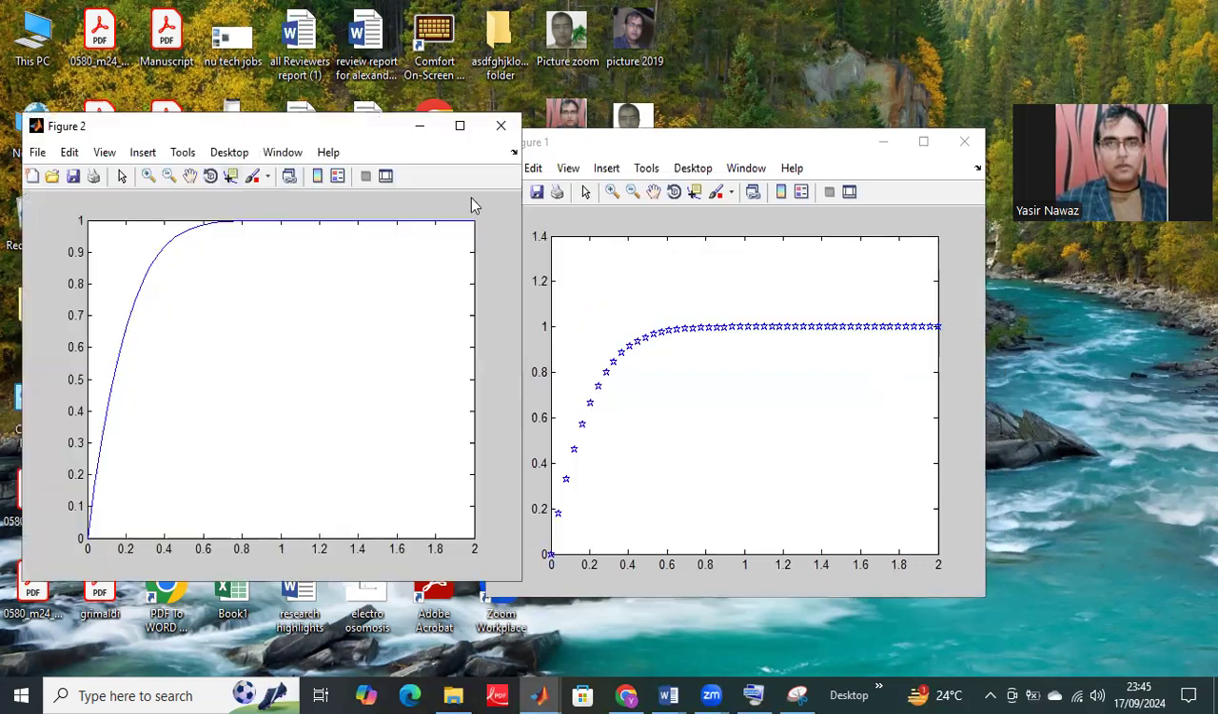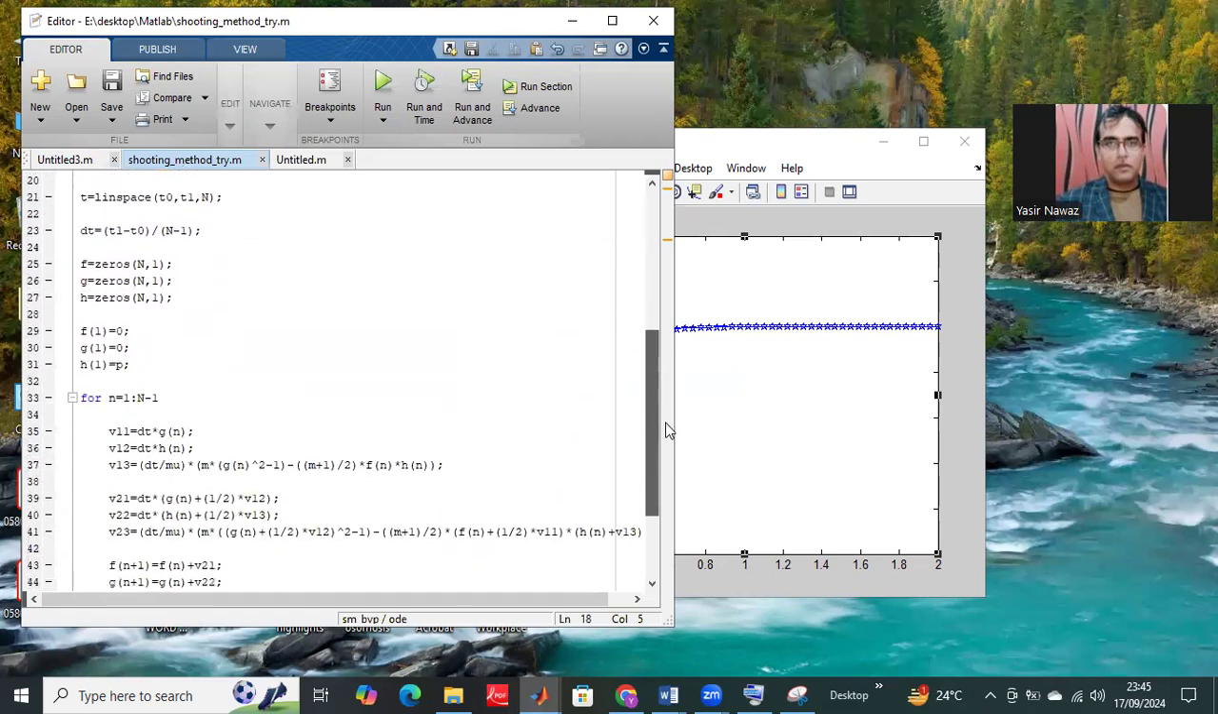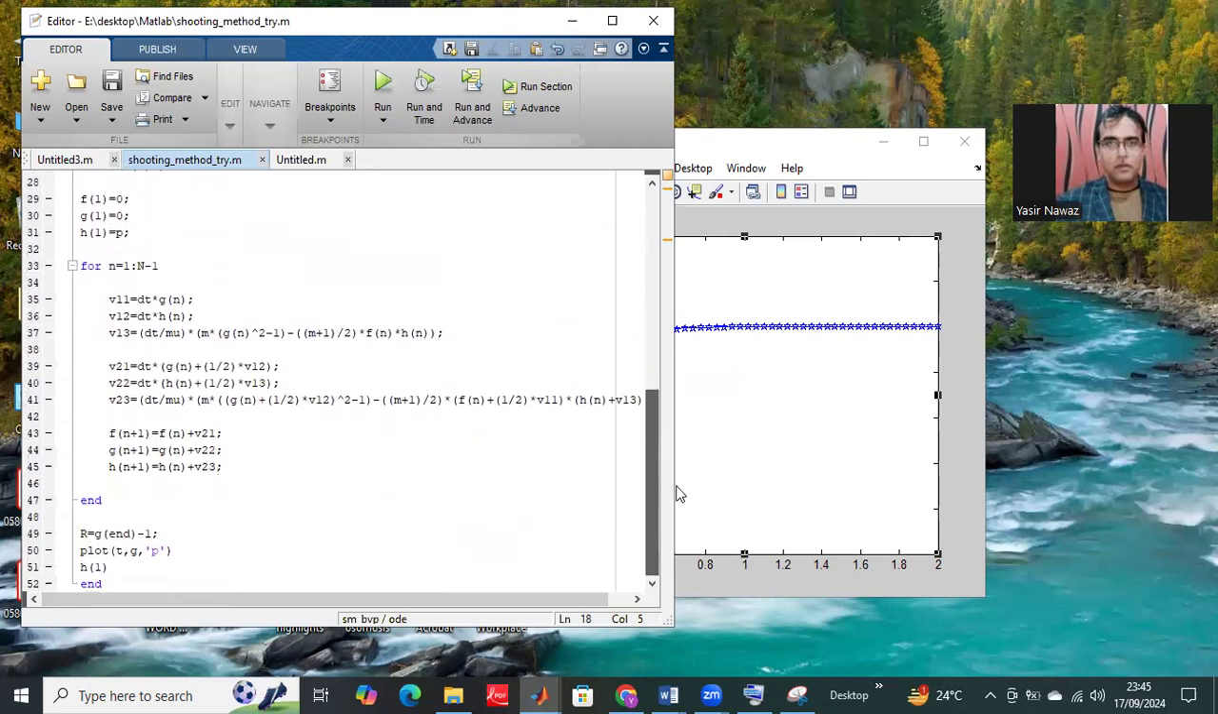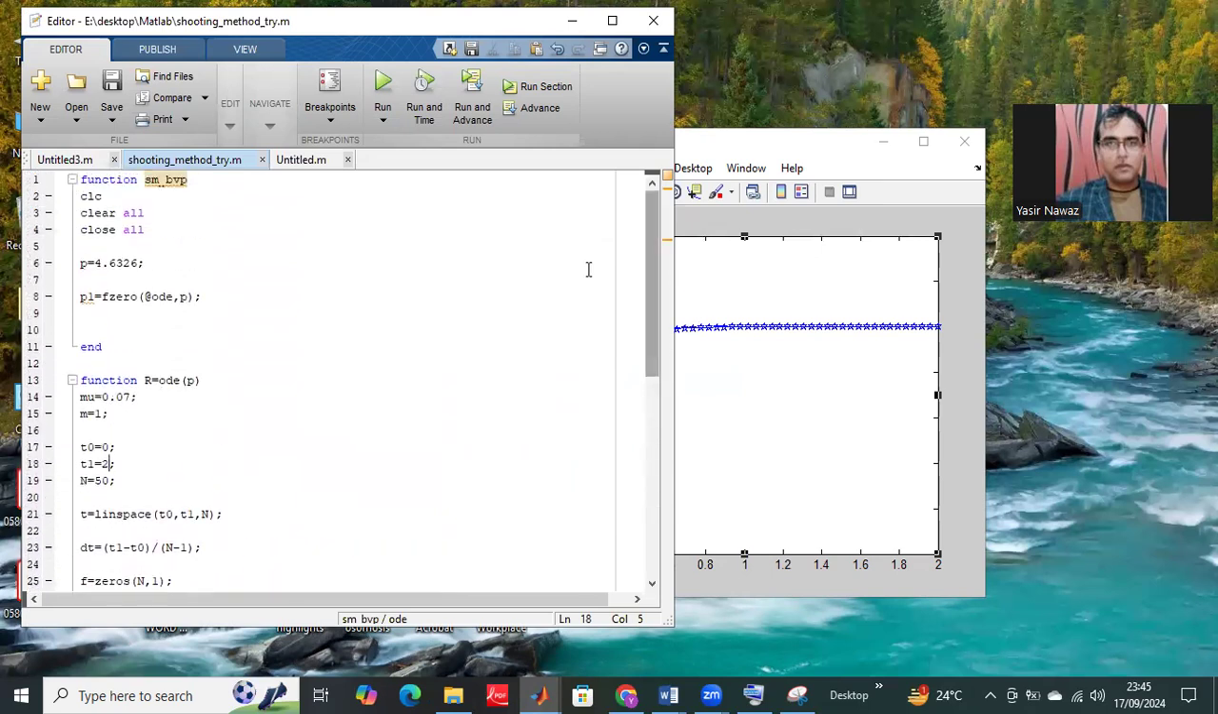So this is the solution. Both are matching approximately, so the solution is correct. That was the solution obtained by the Runge-Kutta second order method. It is applied within the shooting method. Actually, it's a shooting method, but the differential equations are solved by the Runge-Kutta method, and the equations are solved by the MATLAB solver.